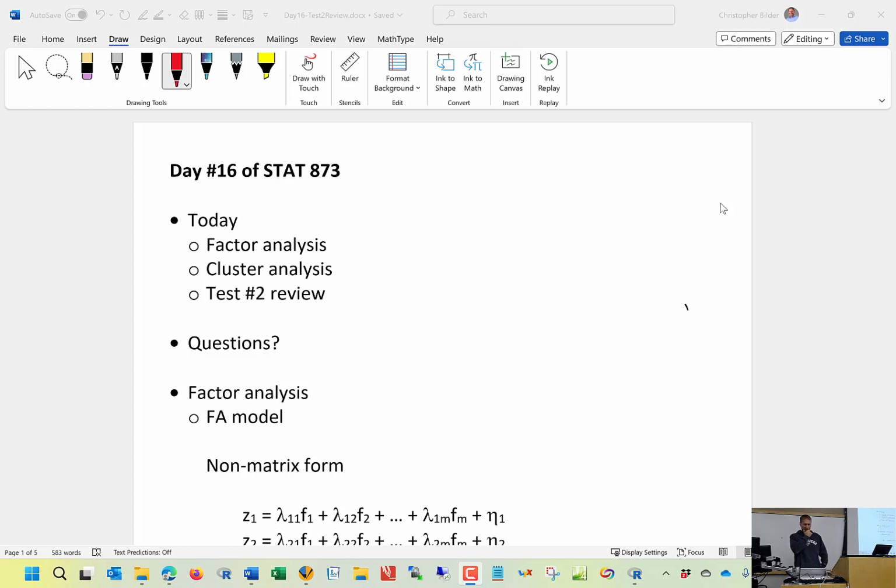Okay, well, we'll get started here. So today we'll finish up factor analysis, perhaps get to a little bit of cluster analysis, and we'll also do a test number 2 review. Are there any questions before we begin?